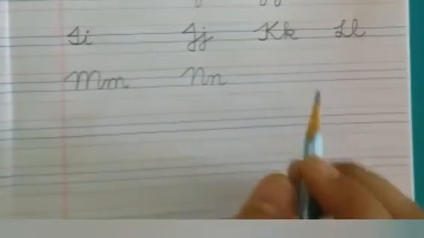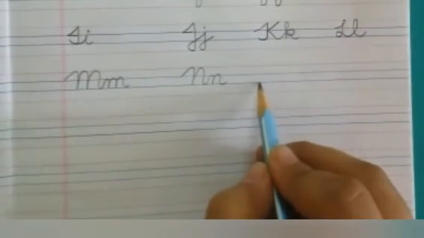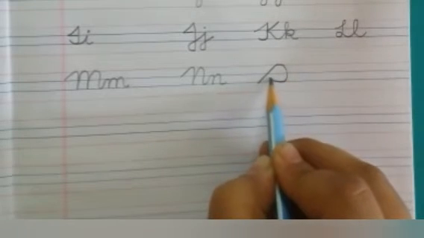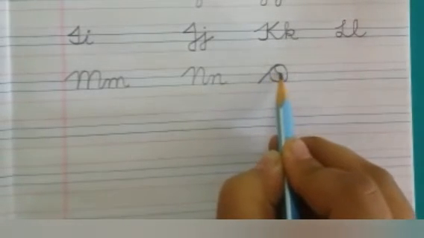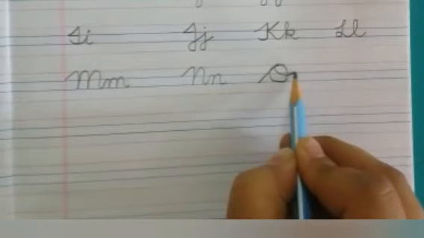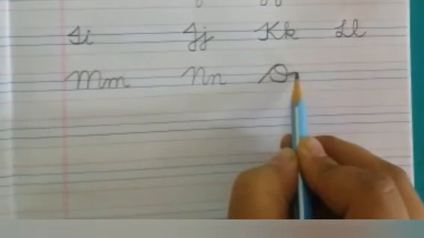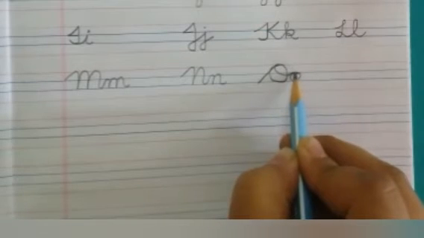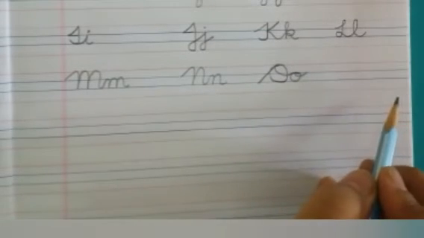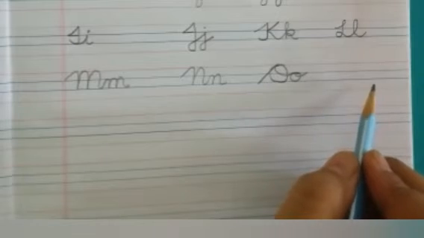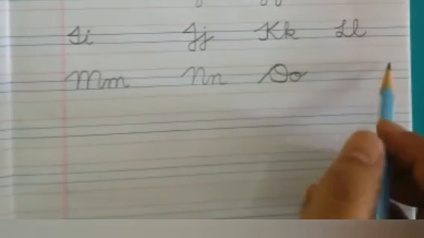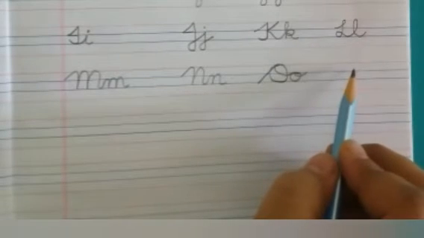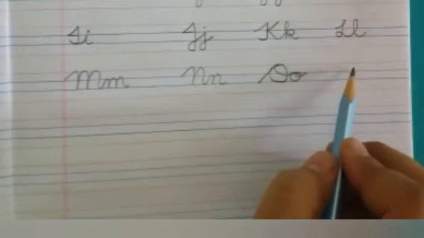O for orange. Move upward, then make a round like this, goes upward, then take a turn, and again make a small cursive alphabet, make a round like this, and this is your O. O for orange. Our next cursive alphabet is P. P for parrot.